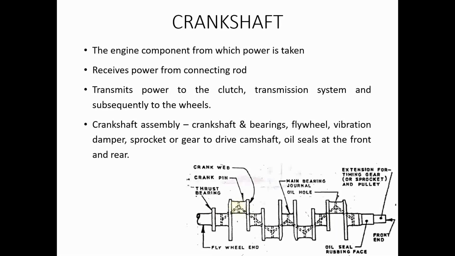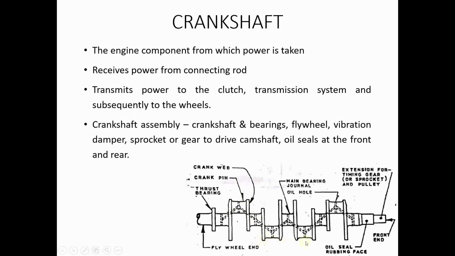The oil that is being pumped or circulated comes in between the interface of the connecting rod and the crank pin, and it lubricates this area so that friction is not developed during the working of the engine. There should not be any friction between the bigger end of the connecting rod and the crank pin. It should rotate freely. That is why lubrication is provided.